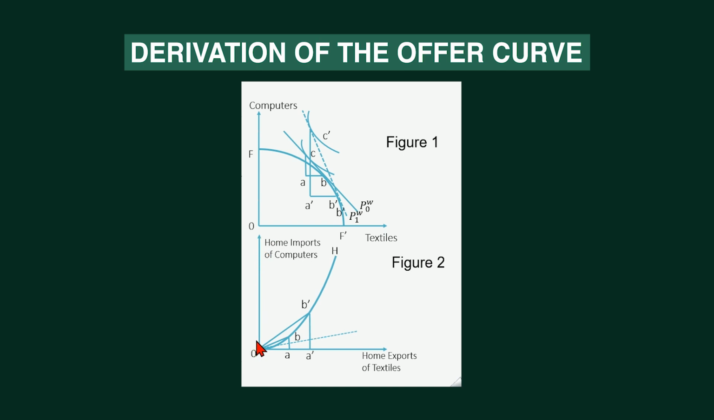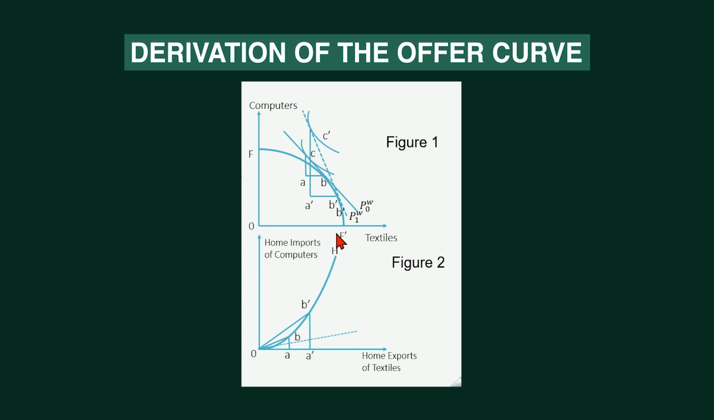Therefore, the foreign offer curve must be convex to the axis where the foreign country's exportable commodity is measured, and the foreign country's exportable commodity is computer, which is measured along the vertical axis. Therefore, the foreign country's offer curve must be convex to the axis where foreign's export is measured. So the foreign offer curve should be like this one, students, and the home offer curve must be like this one.